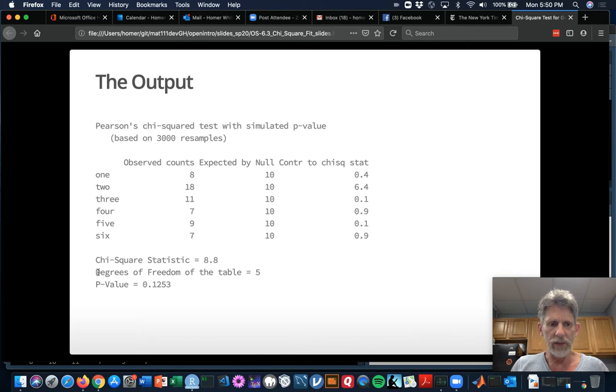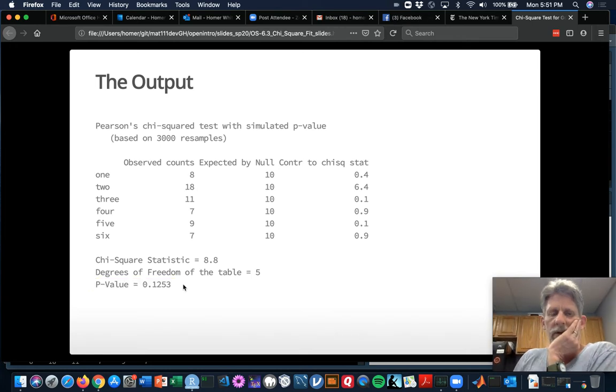Degrees of freedom of the table, we'll talk about what that means later on. But there's the p-value. Again, it's about 12% like we saw in the app. And so you can make a judgment based upon that: we don't have strong enough evidence here to rule out the idea that the die might be fair.